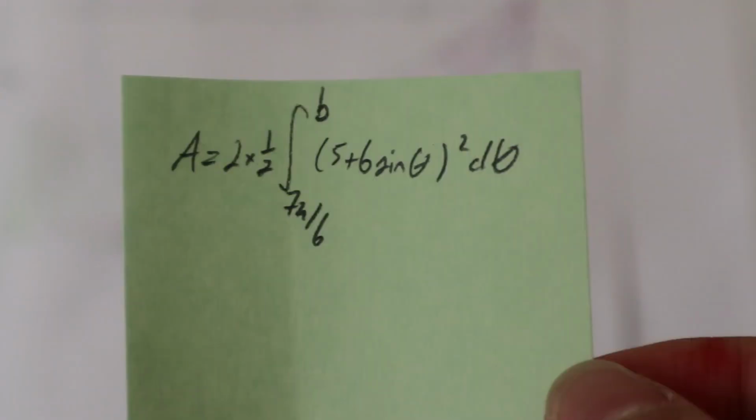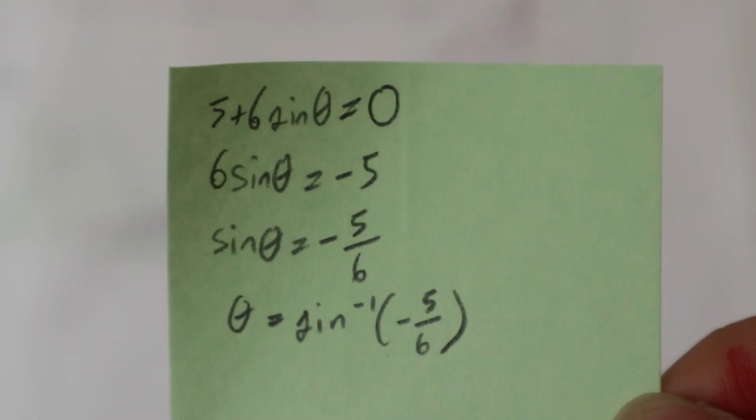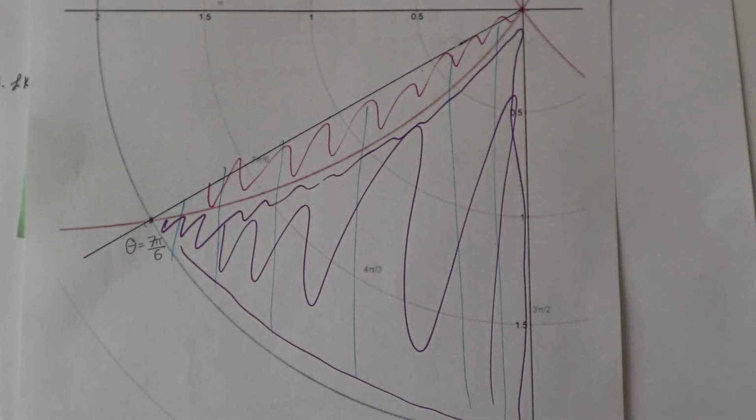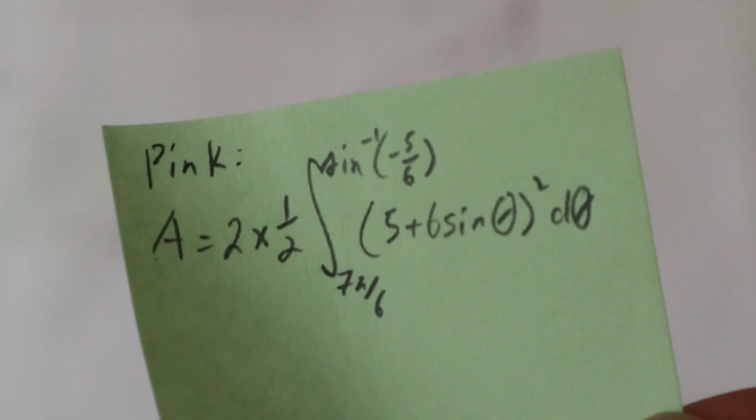To find the pink area, the equation is half times the integral from 7 pi over 6 to some theta of 5 plus 6 sine theta squared. That unknown theta, where the limaçon crosses the origin, is simply when 5 plus 6 sine theta equals 0. Solve for theta, and you get theta equals sine inverse of negative 5 over 6. So, the final equation for the pink area looks like this.